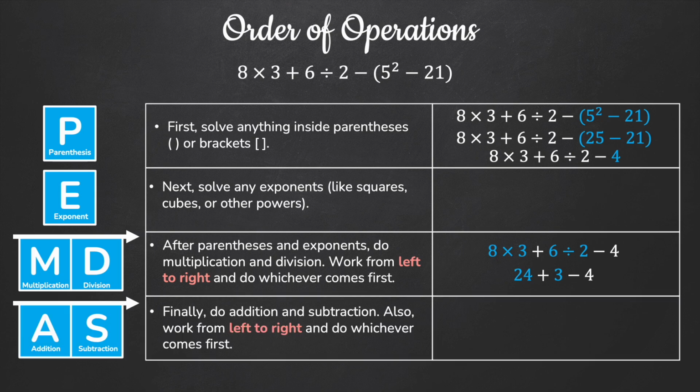Finally, we're looking at addition and subtraction. And in this case, we do have both addition and subtraction. And remember, it does not matter which one comes first. We're just going to work on it from left to right. So we're going to add first. 24 plus 3 is equal to 27. And then we subtract 4. So 27 minus 4 is equal to 23. So that means that 8 times 3 plus 6 divided by 2 minus, and then in parentheses, 5 squared minus 21 is equal to 23. And that's it.